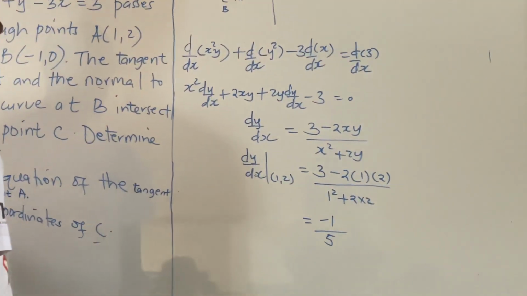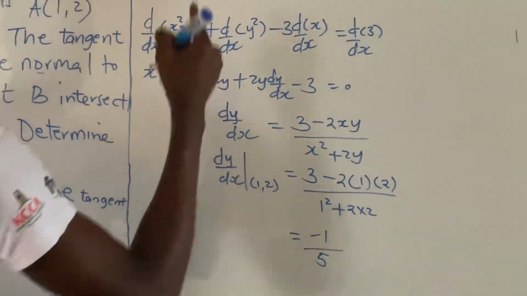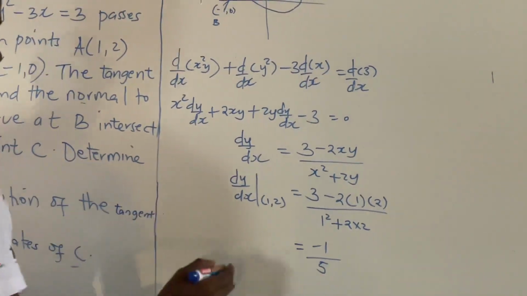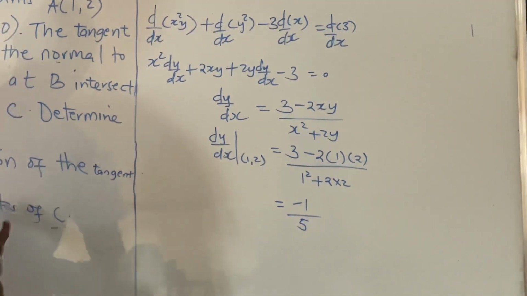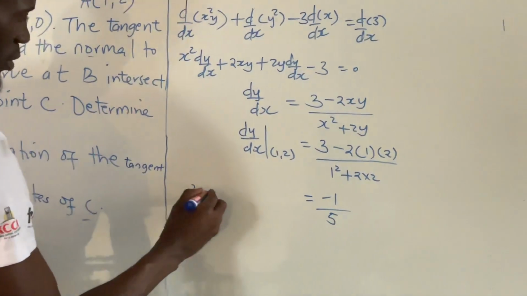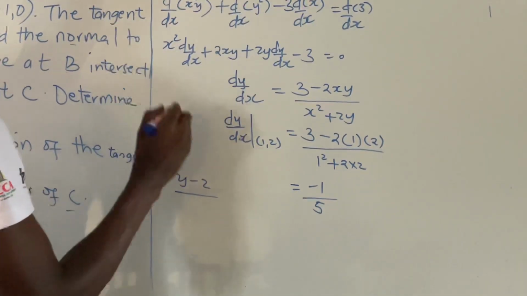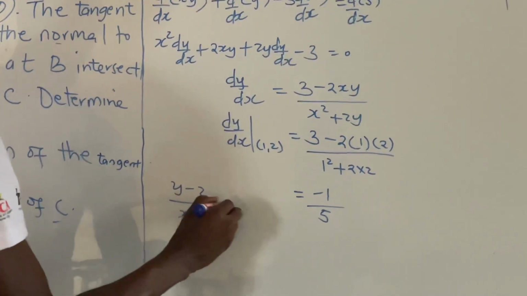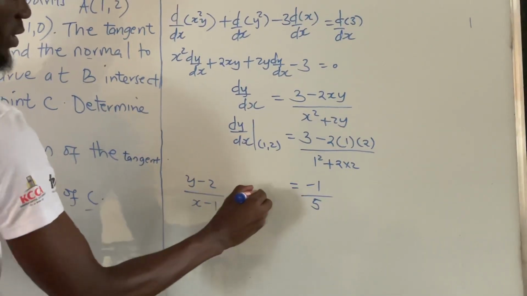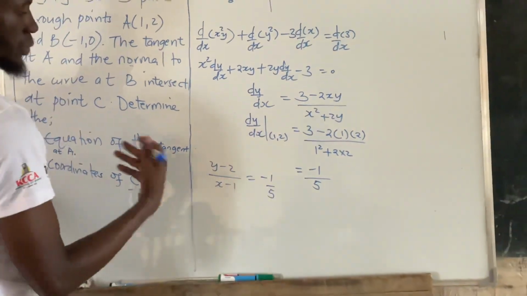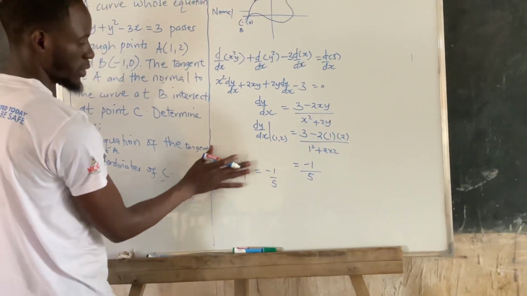Now we are going to go ahead and find the equation of the tangent, which is our part A. How do we find the equation of the tangent? It is simply going to be y minus the y value, which is 2, over x minus the x value, which is 1, and this is equal to the gradient. Then we can cross multiply. There are so many ways of doing this.